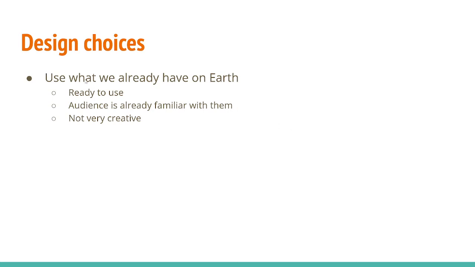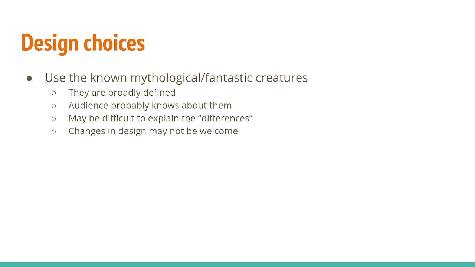Now, we have three choices. The first choice is that we use what we already have. The second choice is we can use the known mythological or fantastic creatures. We can use dragons or griffins or minotaurs, for example. We can use zombies. They are also known mythological creatures. It doesn't have to derive from world mythology, but in a sense, it will derive from world mythology because those are the things that we know.